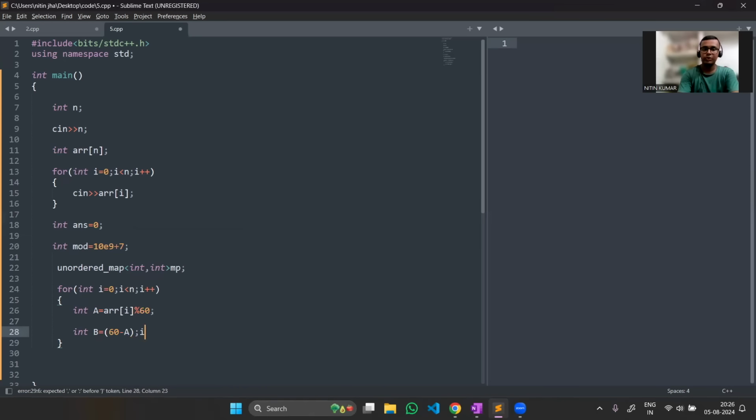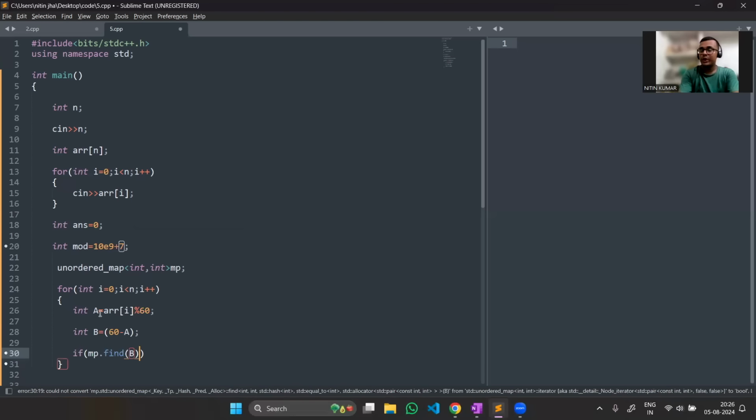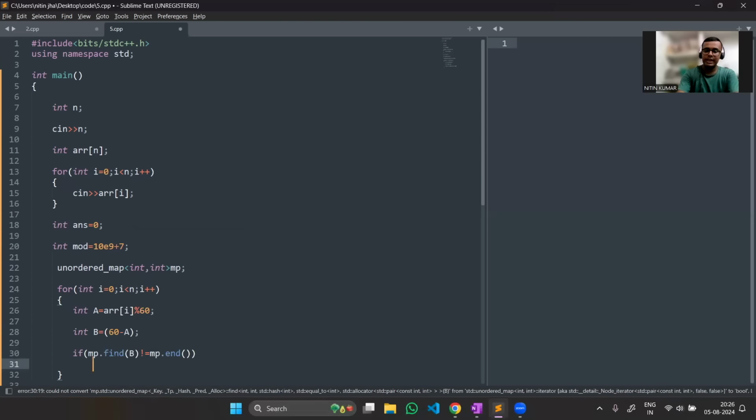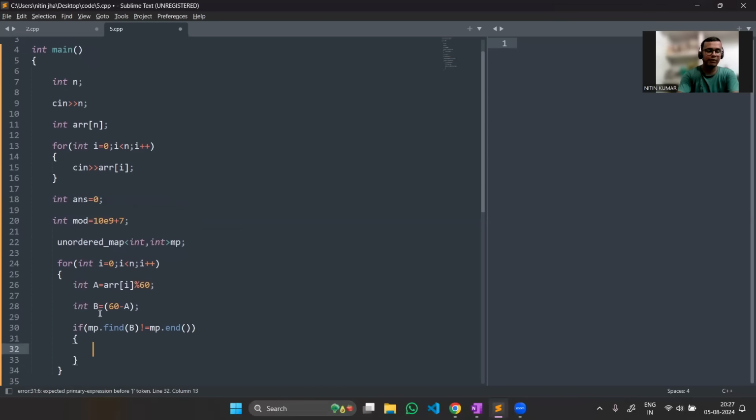Clear? This is B. So now since we got our required B, so that we can form a pair, because we need the total sum to be 60. So if A is 40, what would B be? 20. So we just have to check whether we have B or not. How will we check? We just have to check in the map whether we find B or not. So for that we have to write the function find of B. Or in Java, you can write the same function as containsKey. Find B, if it is not equal to mp.end, that means we found B. Now, since we have found B, what is the count of the B that we have found here?